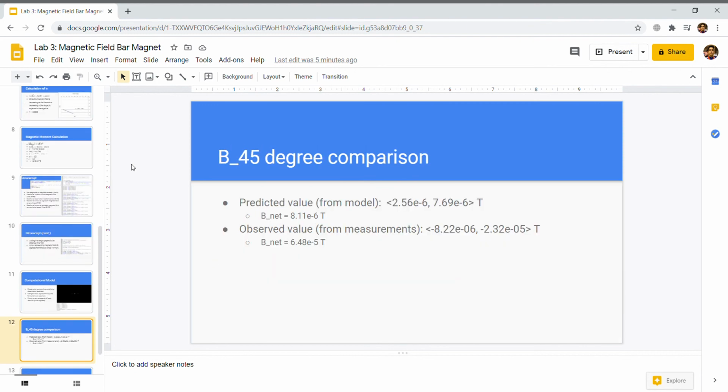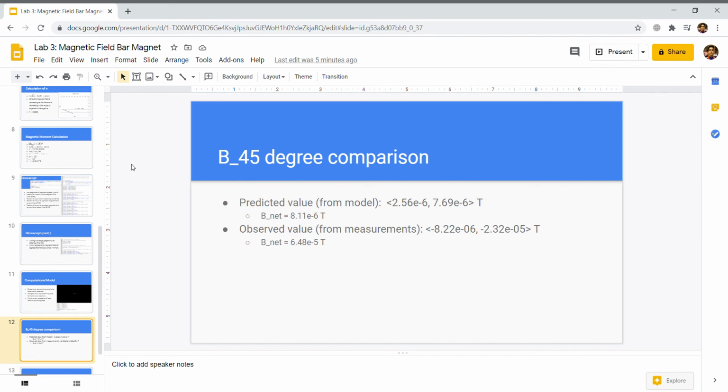So here are the two values of B at 45 degrees. Our predicted value, which we got from the computational model, which was listed right under the diagram, was found to be 2.56 times 10 to the negative 6, and then 7.69 times 10 to the negative 6 T. And by adding the square of each one and then taking the square root, we can find the B net, which is found to be 8.11 times 10 to the negative 6 T.